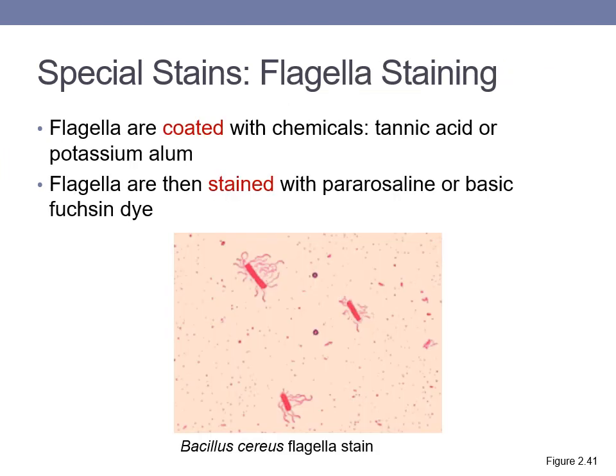The last special stain is the flagellar stain. This stain specifically coats flagella with tannic acid or potassium alum and then stains the flagella with pyrogallol or basic fuchsin dye. Staining flagella helps microbiologists study motility and also helps in the identification and classification process of unknown organisms.